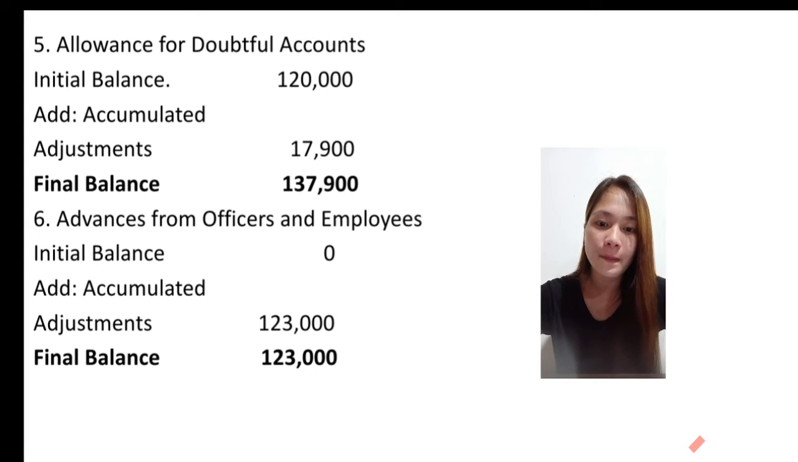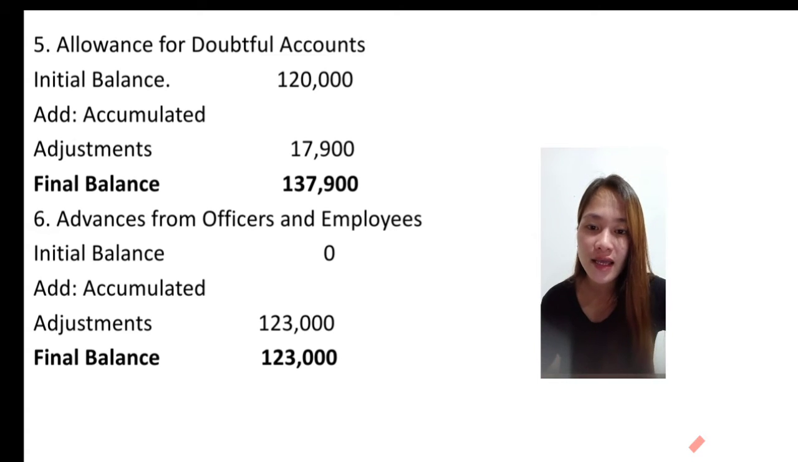Number 5, allowance for doubtful accounts. So initial balance 120,000 pesos, added by the accumulated adjustment 17,900. So we have a final balance of 137,900.